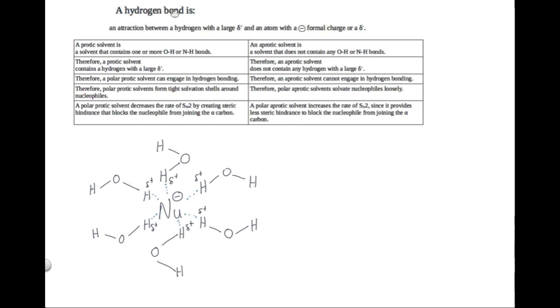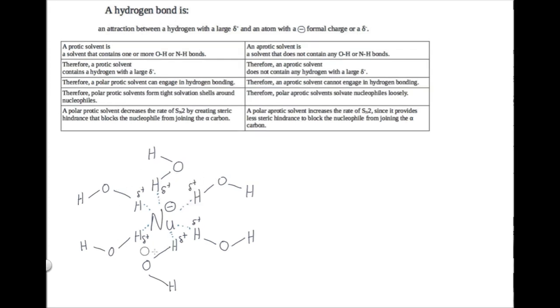The term hydrogen bond is a technical term that refers to an attraction between a hydrogen with a large delta positive and an atom with a negative formal charge or a delta negative. The term hydrogen bond appears a lot in chemistry and biochemistry, so it's important to have a clear idea of what a hydrogen bond is. So you can see that the hydrogens are forming a tight shell around the nucleophile, and this shell of solvent molecules around the nucleophile would decrease the rate of an SN2 reaction by creating steric hindrance that would block the nucleophile and make it difficult for the nucleophile to get access to the alpha carbon. This wouldn't occur with an aprotic solvent because an aprotic solvent cannot engage in hydrogen bonding.